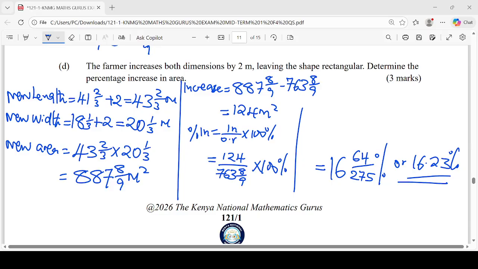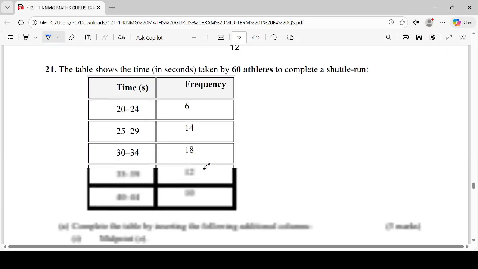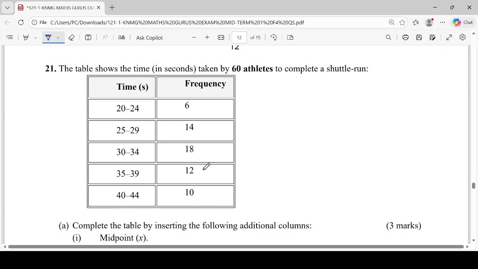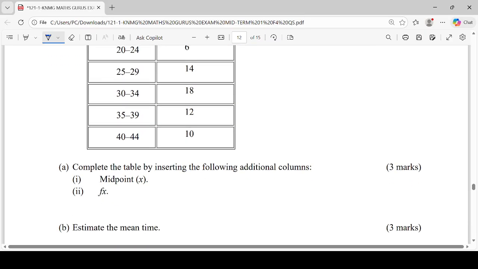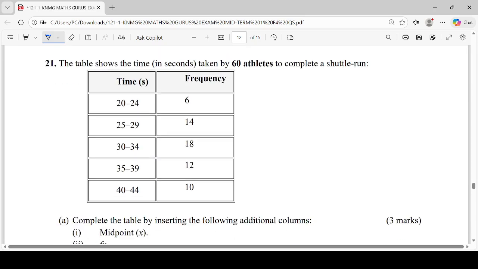We are proceeding well. Let's go to question number 21. The table below shows the time in seconds taken by 60 athletes to complete a shuttle run. Complete the table by inserting the following additional columns: the midpoint, x, and the fx. So first of all, let's get the midpoint, and I'm going to add that column here, the column for the midpoint.